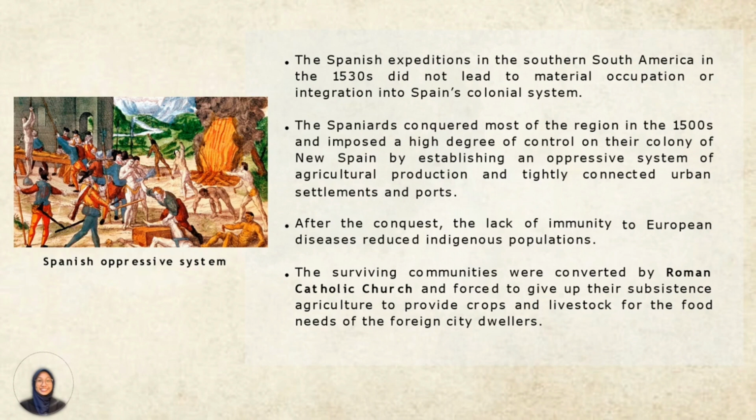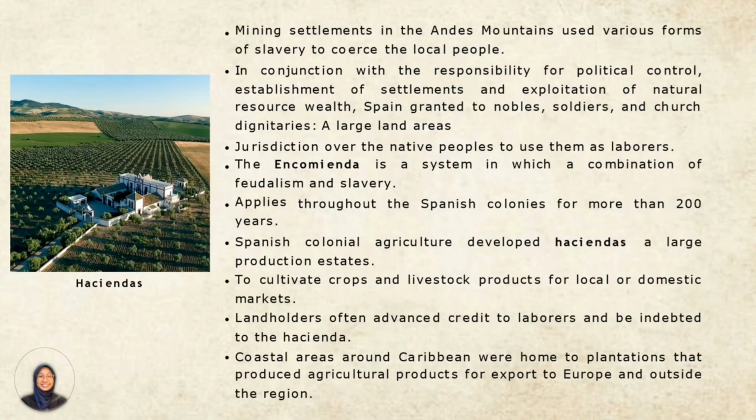Spain's colonial system. The Spaniards conquered most of the region in the 1500s and imposed a high degree of control on their colony of New Spain by establishing an oppressive system of agricultural production and tightly connected urban settlements and ports. After the conquest, the lack of immunity to European disease reduced indigenous populations. The surviving communities were converted by the Roman Catholic Church and forced to give up their subsistence agriculture to provide crops and livestock for the food needs of the foreign city dwellers. Mining settlements in the Andes Mountains used various forms of slavery to coerce the local people.